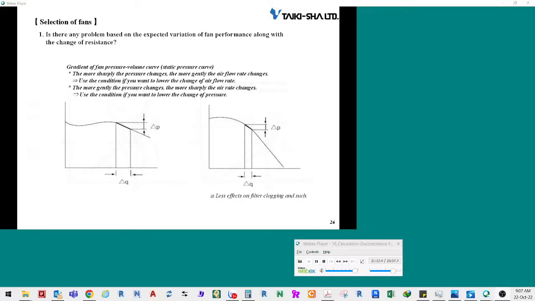A different gradient of performance curve shows a different flow rate occurring with pressure variation. Fans with relatively gentle gradients are often selected for general air conditioning systems. The flow rate of the air passing through the variable air volume system changes even if resistance changes a little. Fans with sharp gradients are advantageous if flow rates, including circulatory flow rates in clean rooms and duct wind velocity and dust discharge flow rates, are not changed even if filters are closed.